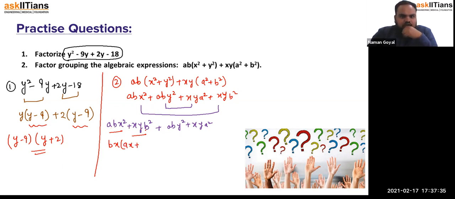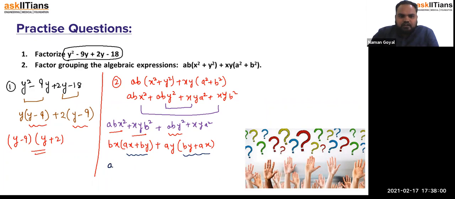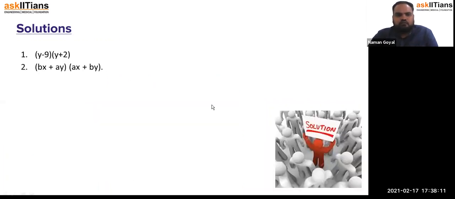Plus, and the thing which is left with this one is by, right? Now I can take ay common with these two. So it will give by plus ax, right? Now if you see, these two quantities are the same, right? So we can take ax plus by as common, so it will give bx plus ay. So we got this as the factor. Okay, bx plus ay into ax plus by.